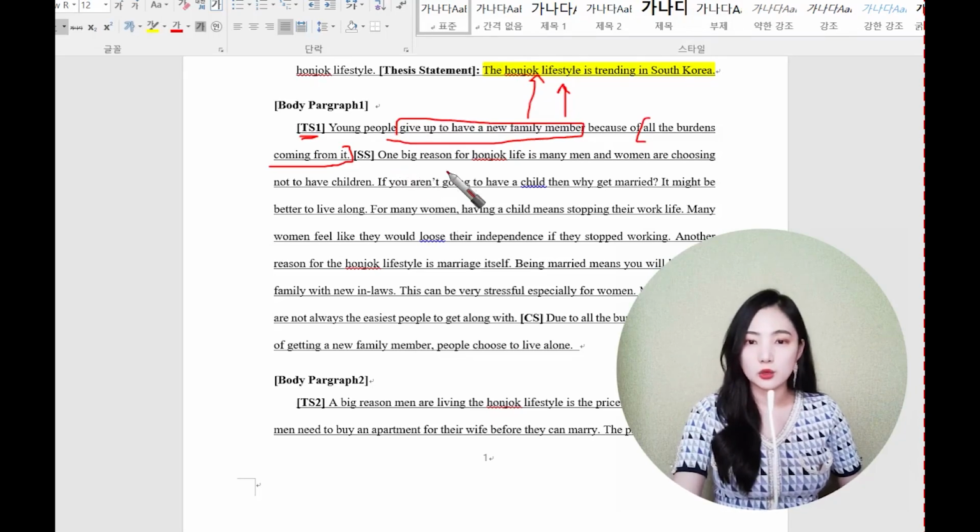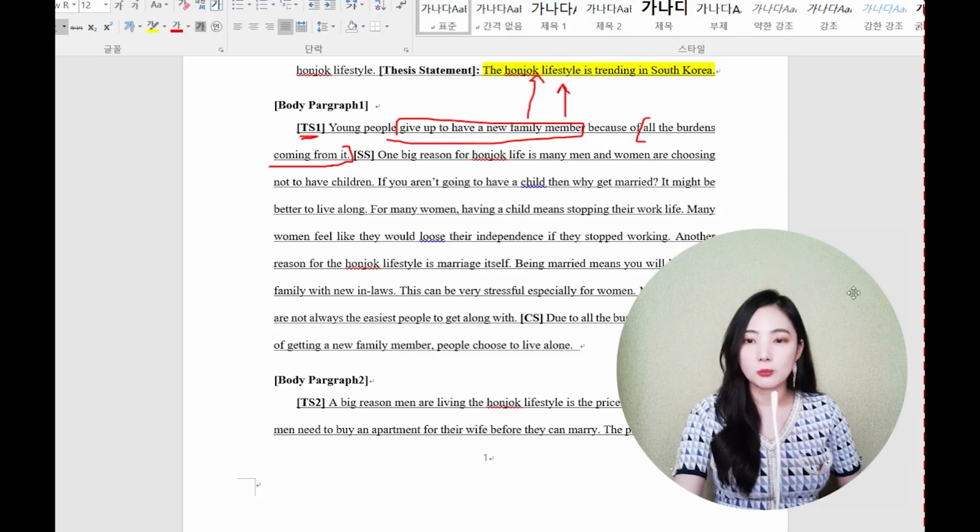One big reason for Honjo life is many men and women are choosing not to have children. If you aren't going to have a child, then why would you get married? It might be better to live alone. For many women, having a child means stopping their work life. Many women feel like they would lose their independence if they stop working.